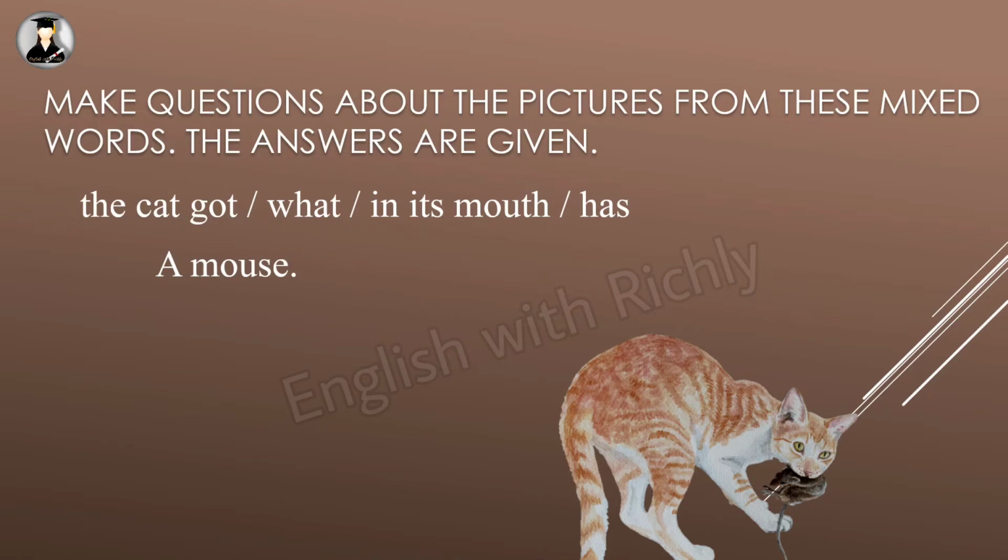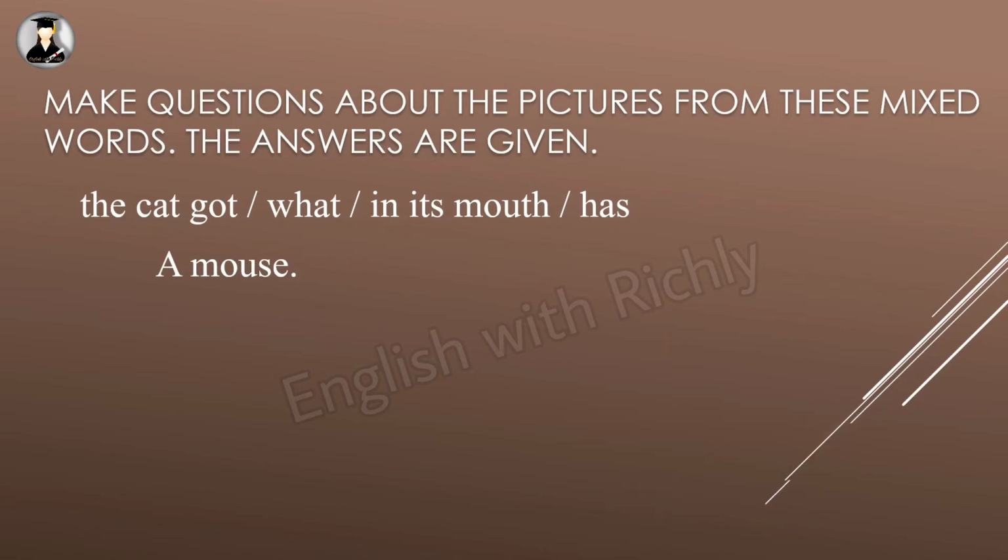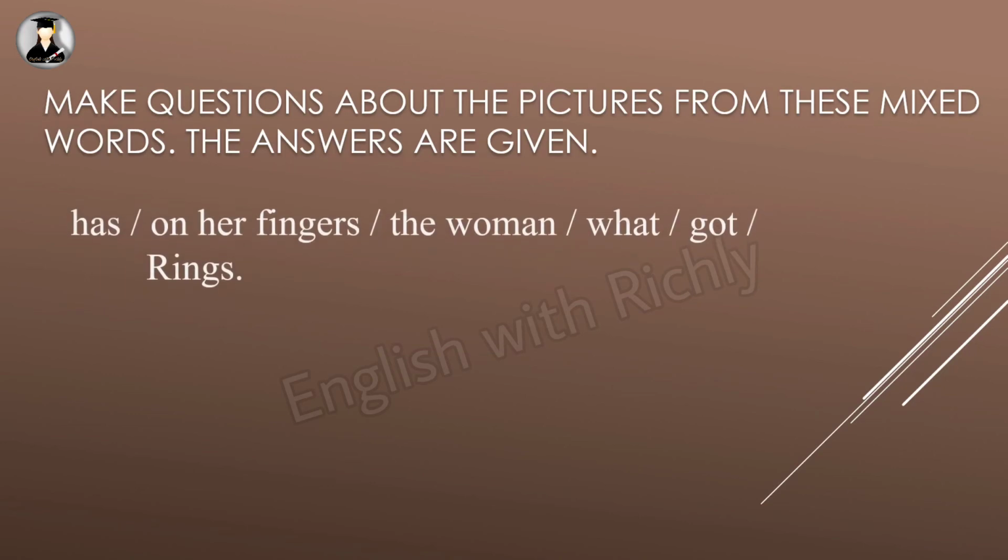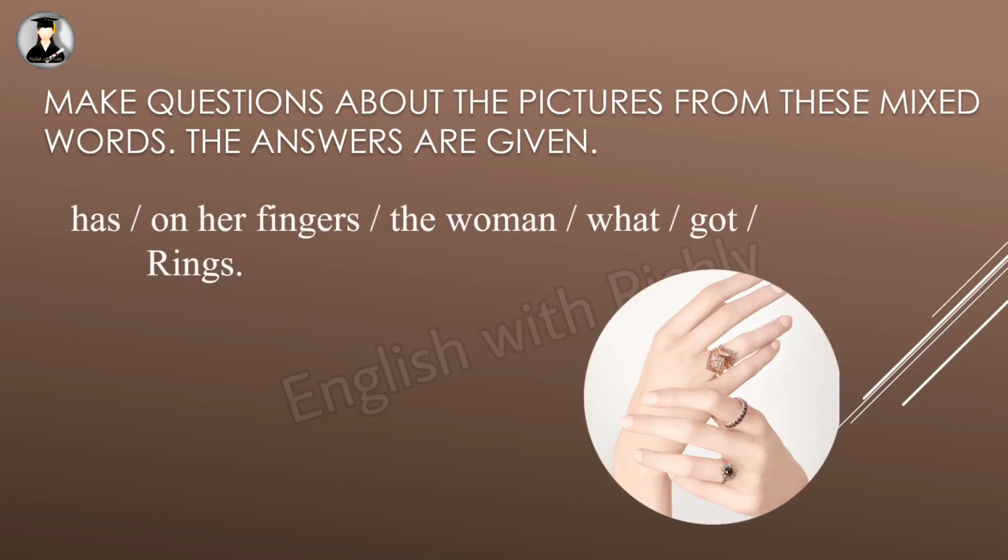The answer is given. A cat got what in its mouth has. Before the helping verb, the WH question word comes. The WH question word here is what. What, helping verb has. What has the cat got in its mouth? A mouse. Has on her fingers the woman what got rings? Rings, answer. What has the woman got on her fingers?